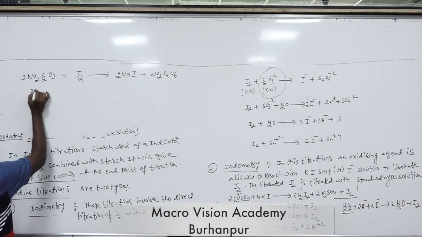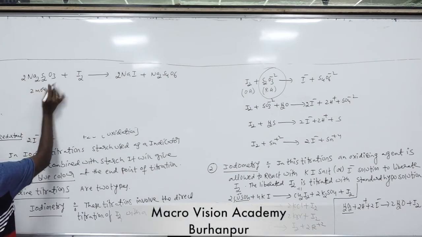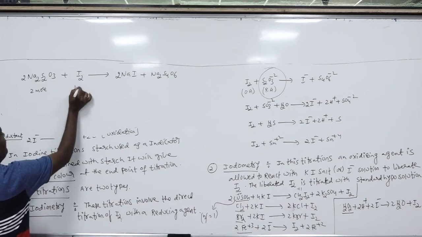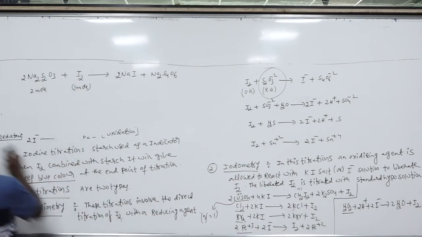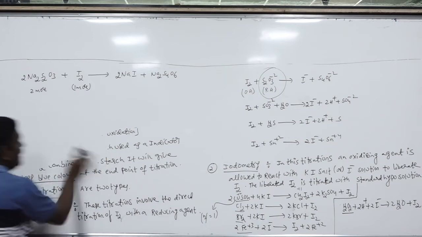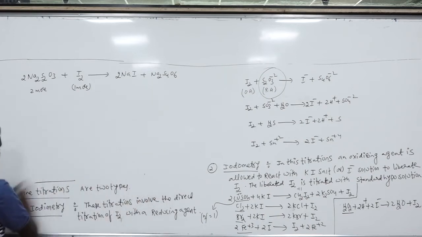Now here, how many moles of hypo? 2 moles of hypo. How many moles of iodine? 1 mole of iodine. This is a balanced stoichiometric equation. Okay, balanced stoichiometric equation.